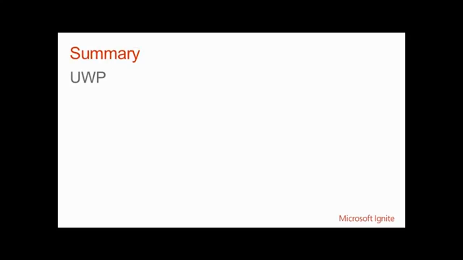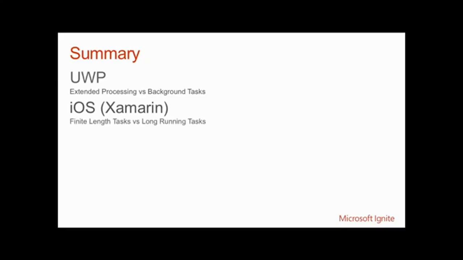So a whistle-stop tour of the three platforms there, diving into quite a bit of detail. So UWP, we looked at extended processing versus background tasks, the distinction between them. iOS, we had finite length tasks versus long-running tasks. Again, similarities between those. And then Android, it's all about the services and binding.